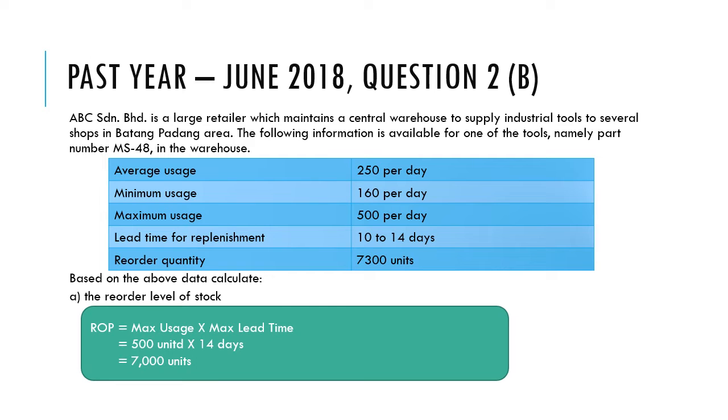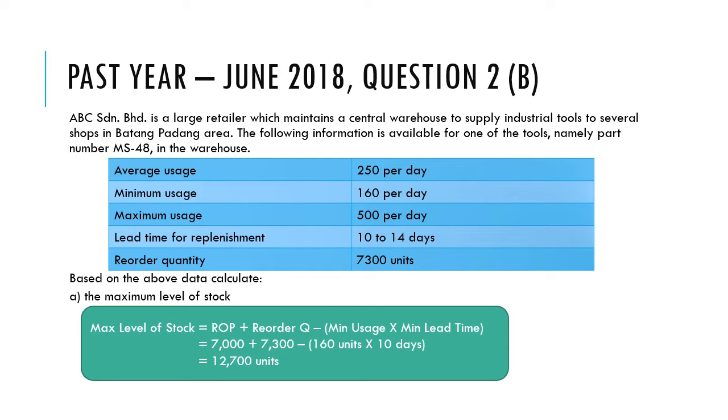So it means that when part number MS48 falls to 7,000 units in their store, the storekeeper needs to start replenishing MS48. The second one, the question asks you to calculate the maximum level of stock. So the formula for the maximum level of stock is ROP plus EOQ or reorder quantity minus the minimum usage times the minimum lead time.